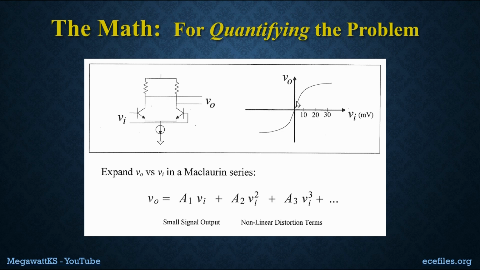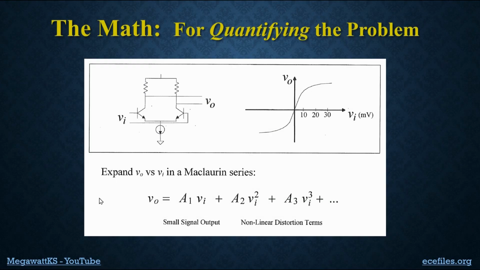In this center region right here, where we have small input variations, the output should look like VO equals A1 times VI. That's just a linear gain. But in order to model the rest of this curve, we need these other terms. I'm calling this a Maclaurin series. That's a special case of a Taylor series where you expand about 0. It just makes the equations not as messy. But in order to model the rest of this curve, we need second order and third order terms in the expression for V out as a function of V in.